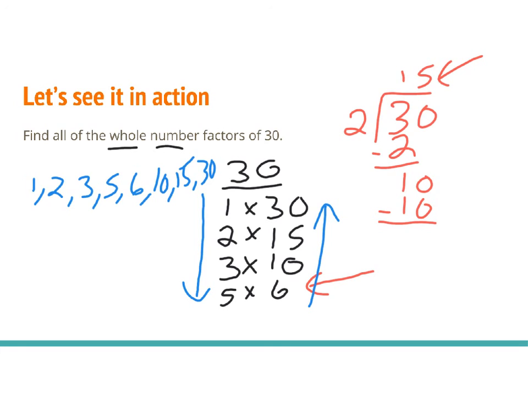One more interesting thing, if you line them up like this, you can do what's called a factor rainbow. 1 times 30, 2 times 15, 3 times 10, 5 times 6. See the little rainbow? There it is.